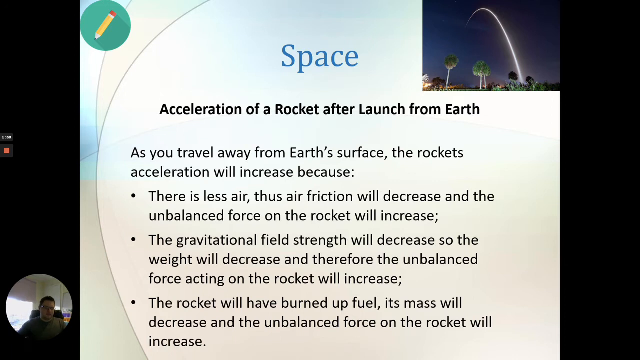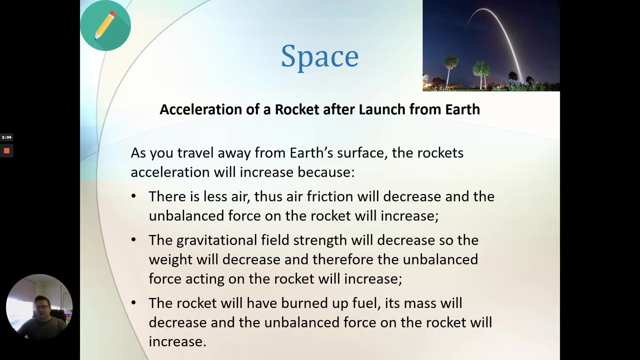The next thing is that as we move away from the surface of a planet, the gravitational field strength gets less. And because it gets less, that means the rocket quite literally weighs less the further it moves away from the surface of the Earth. So again, as it moves higher, not only is there less air for it to be resisted by, it literally weighs less. So the same force is going to accelerate it faster.